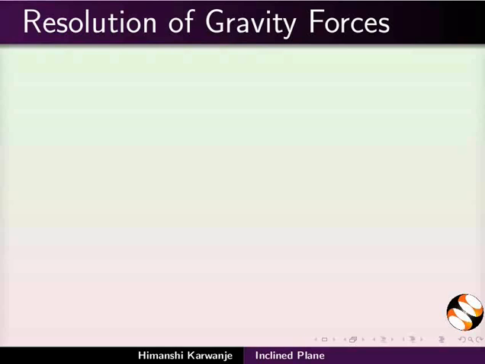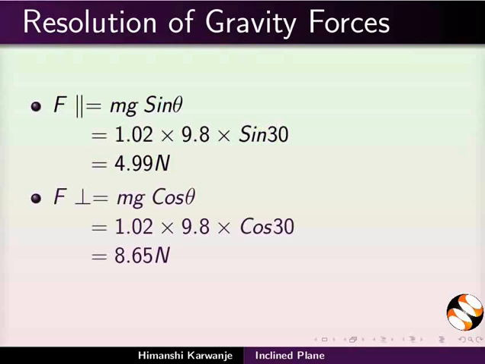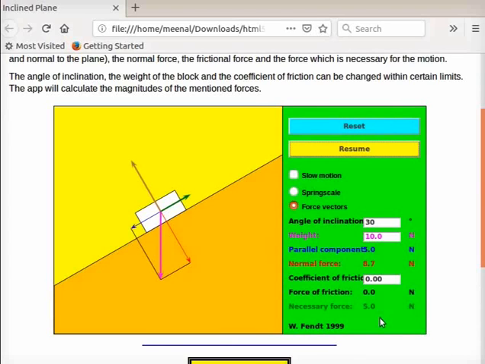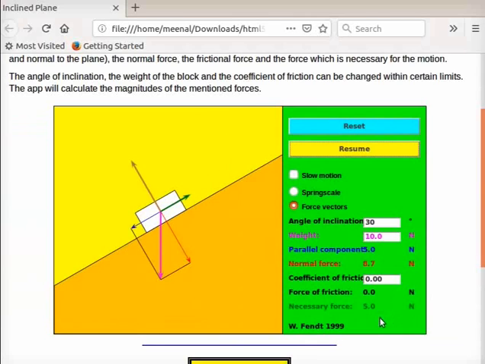Next, we will calculate using the formulae. Calculated value of the parallel component is 4.99 Newton and that of normal component is 8.65 Newton. And the necessary force is equal to the parallel force but in the opposite direction. Let us compare the answers with the ones shown in the app. Observe that the calculated values are comparable to the measured values.